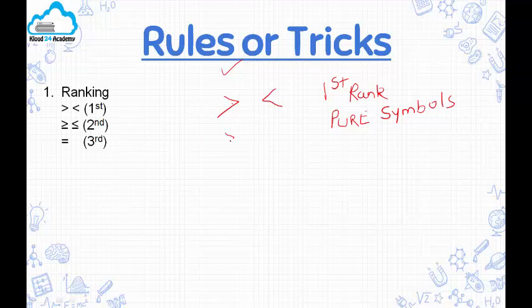Second rank will be given to greater than or equal to and less than or equal to. These will be given second rank, and the third rank is given to equal to. So always remember, pure symbols which are greater than or less than are given first rank. Second rank is given to greater than or equal to or less than or equal to, and third rank is given to equal to.